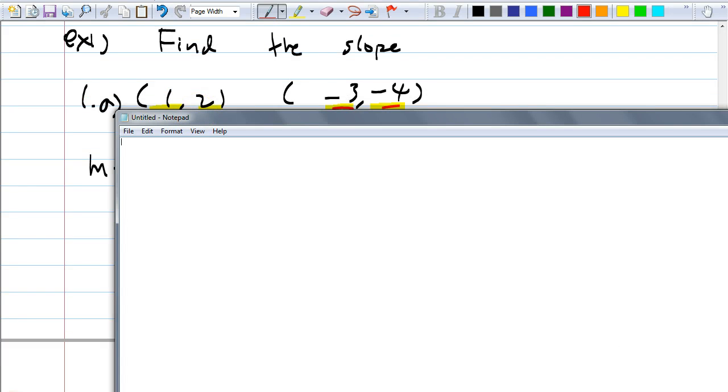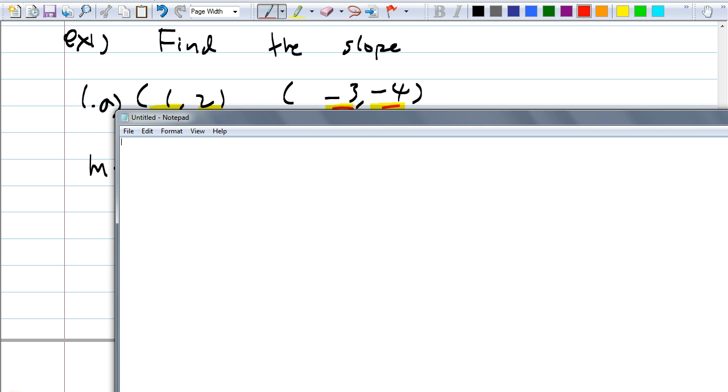Anyway, okay, now let's do this one together. Let's say that instead of a graph, I gave you 2 points: 1, 2 and -3, -4. Let's find the slope. Of course, we're going to use the formula. So what's m equal to? Who remembers?